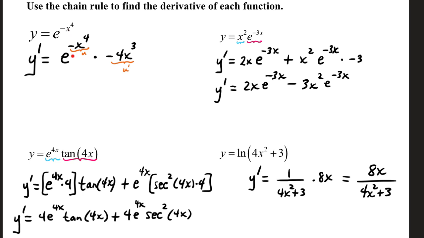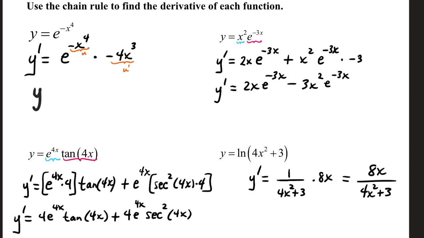with e, you'll make a copy. You're going to make a copy of exactly what you see, but you'll also have to chain the derivative of the exponent to the end. And so this becomes y prime equals e to the negative x to the fourth times negative 4x cubed.